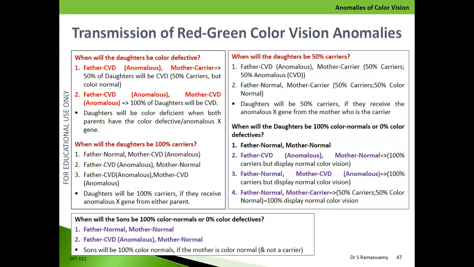So when will the sons be 100% color normals or 0% color defective? So if the dad and mom are normal, then the sons are going to be all right. They're not going to get the color vision defect. Or if the father is anomalous, mother is normal, then usually the gene goes to the daughter, not the son. So in these 2 situations, the sons will be 100% color normal. So if you understand the previous Punnett square, then you can easily work out any different scenarios.